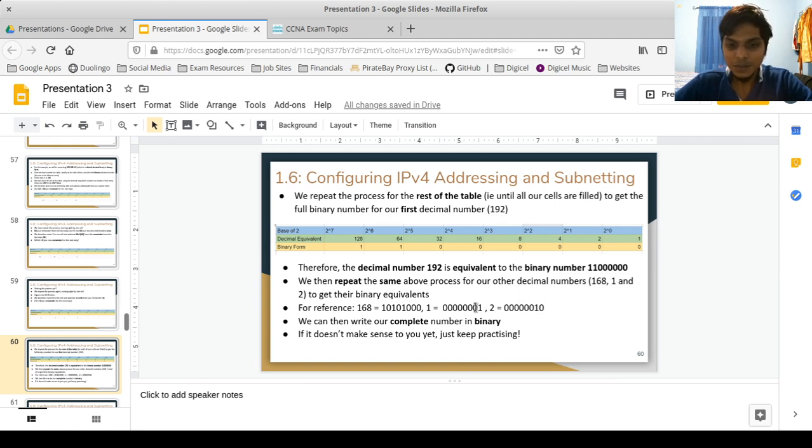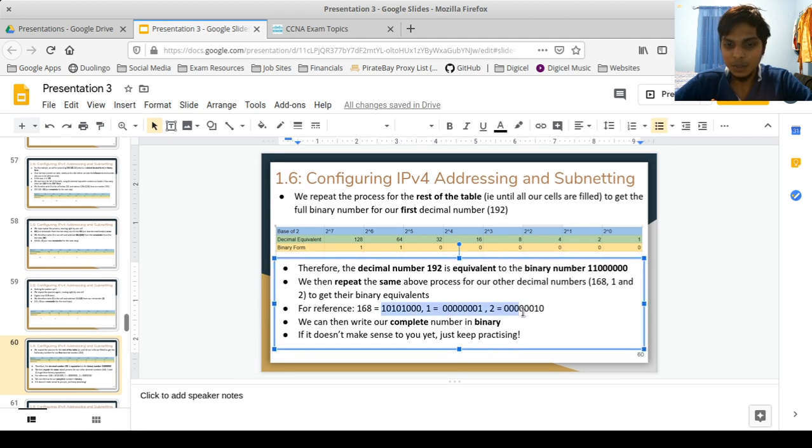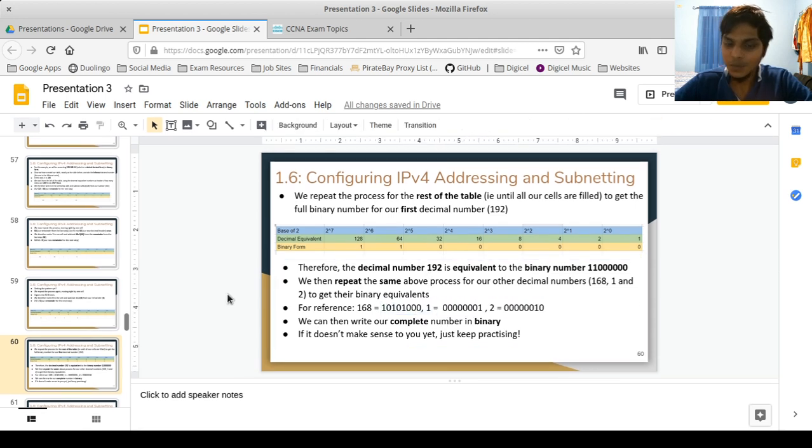So try it yourself and see if you get these numbers, and then once we get these equivalent numbers, we can write our complete number in binary. So if this doesn't make sense yet, just keep practicing. Pause the video now and see if you can get these numbers. Write the table down and follow the steps that I made around 15-20 minutes ago. Follow the same steps for these numbers and see if you can follow the same pattern and get these exact numbers.